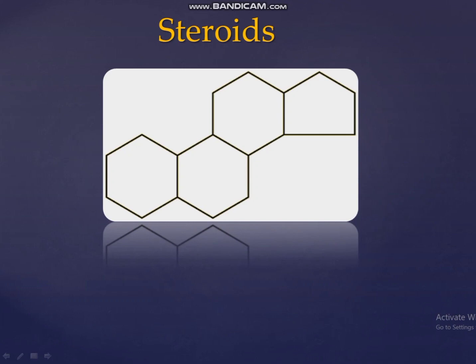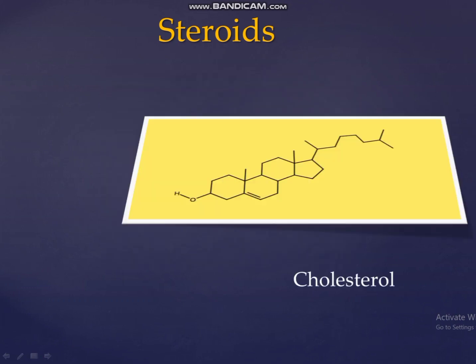Third, steroids. Steroids are composed of 4 fused rings of carbon to which different groups are attached. One well-known steroid is cholesterol, which is a precursor for synthesis of other steroids such as testosterone, estrogen, vitamin K, and cortisone. It's also present in the plasma membrane to give stabilization.